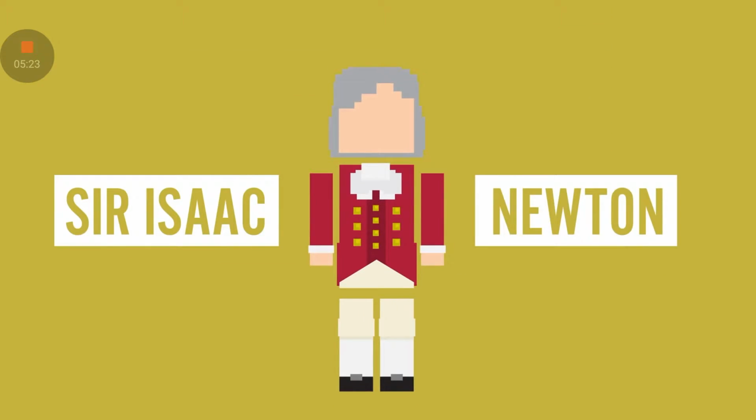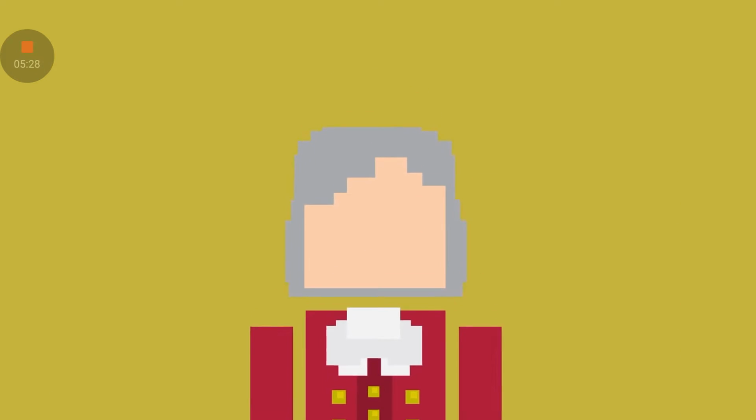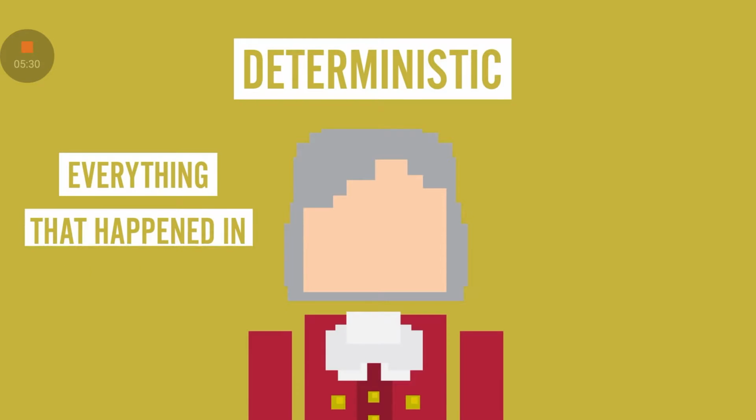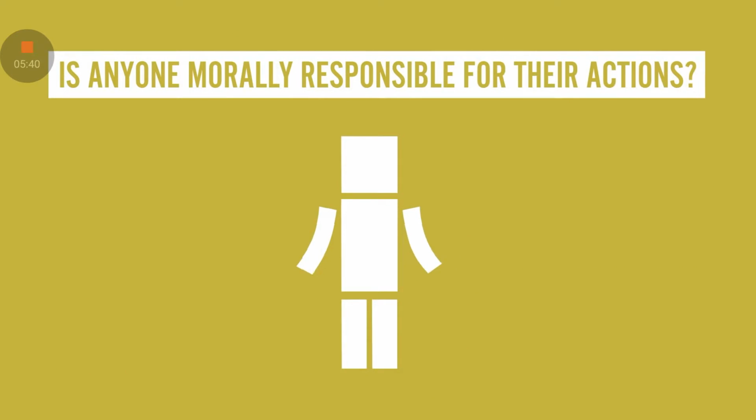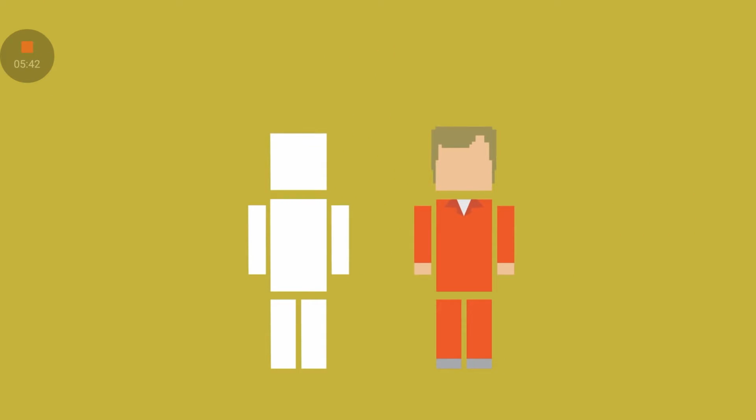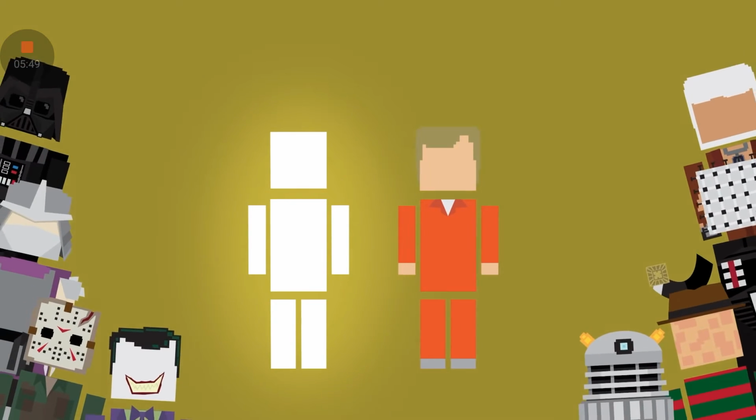Well, Sir Isaac Newton would argue that everything you do is predetermined. See, according to his laws of physics, the world was deterministic. Everything that happened in the past had an effect on the future. So the fact that you ordered that simmering steak on your date was always meant to be. But this begs the question, is anyone morally responsible for their actions? Should Jeffrey Dahmer be punished for killing and eating people if it was destined to happen? You can see where this can get a bit controversial and creepy.